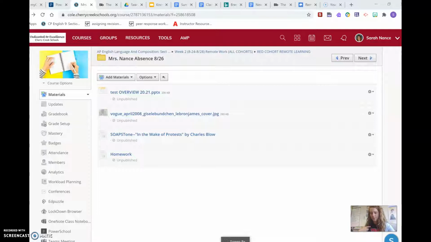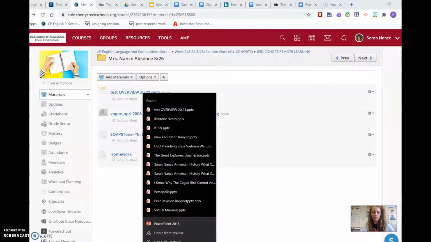And just keep on that pace, because usually those assignments will be due every time I see you in person. So again, we didn't finish the chapter 1 notes. The first thing you need to do is go to Test Overview 2021. That's the notes that we started last week. When you click into that, you'll go to where we left off, and where we left off was on the notes for SOAPSTone. So I'll go there.